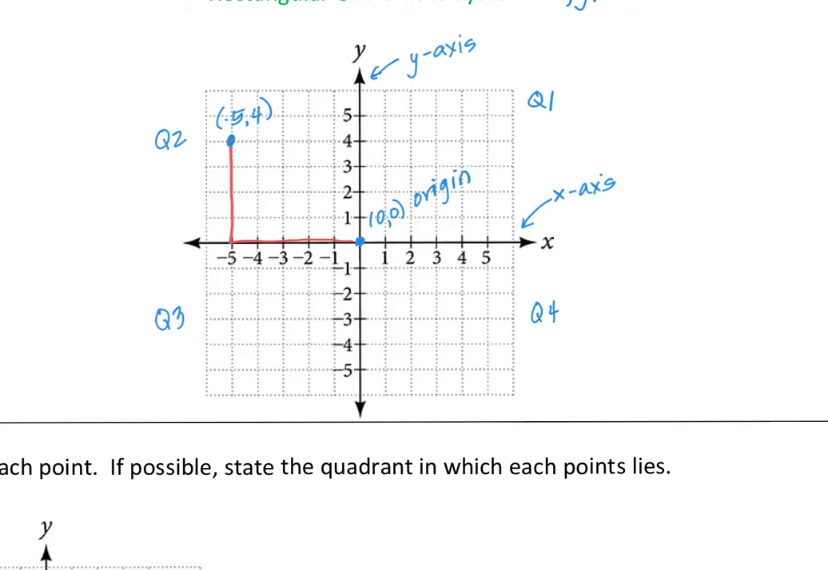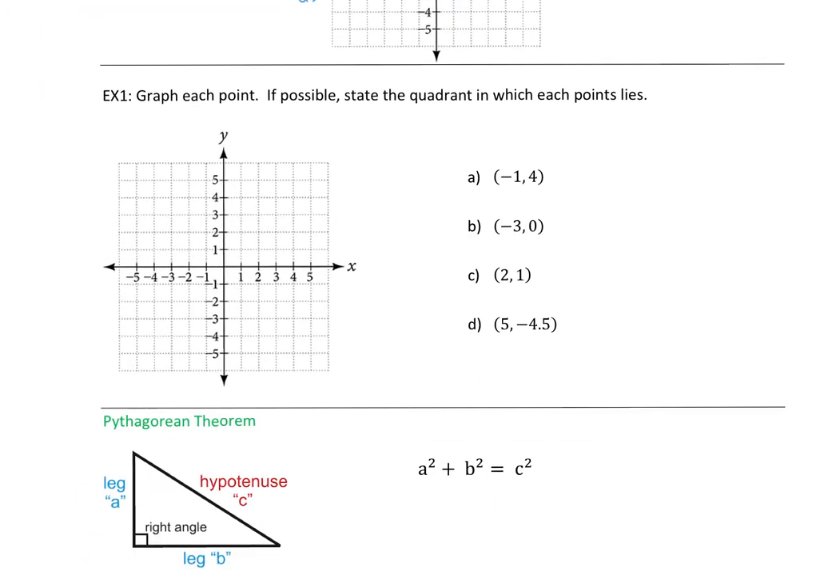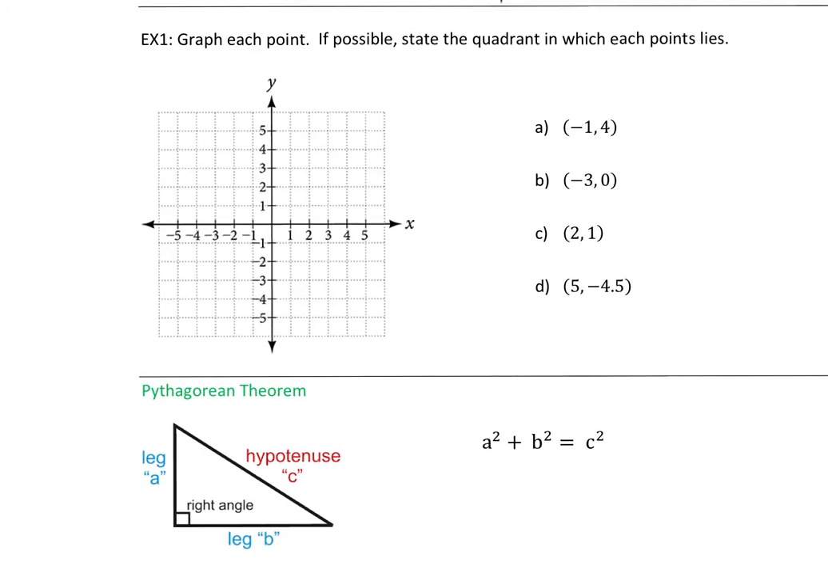In example 1, we're just going to graph points and state what quadrant, if possible, that they lie. Part A is the point -1, 4. So we're going to go -1 on the x and then up 4 on the y to get to this point -1, 4. Label it -1, 4. And this lies in quadrant 2, so I'll just write Q2.